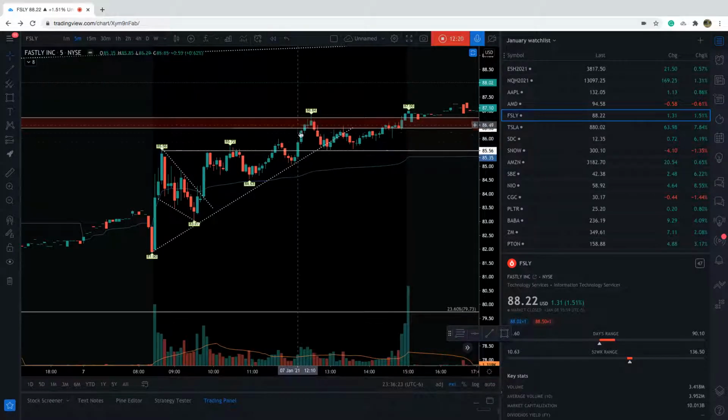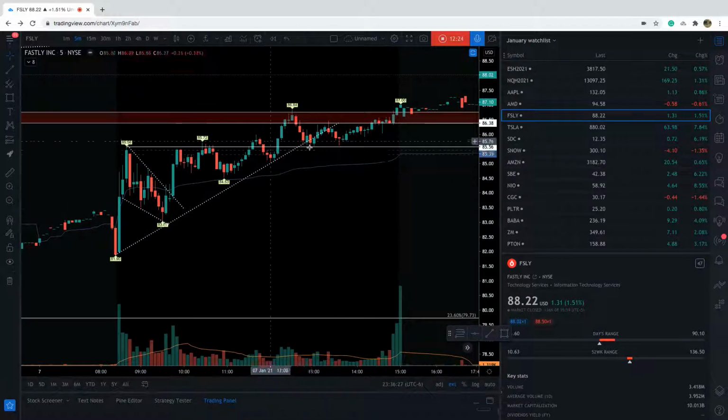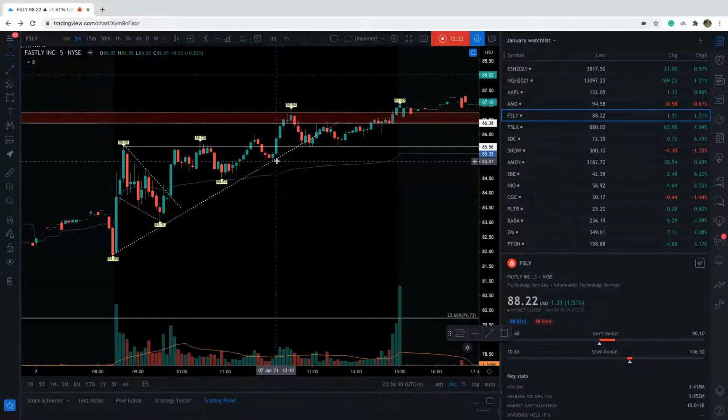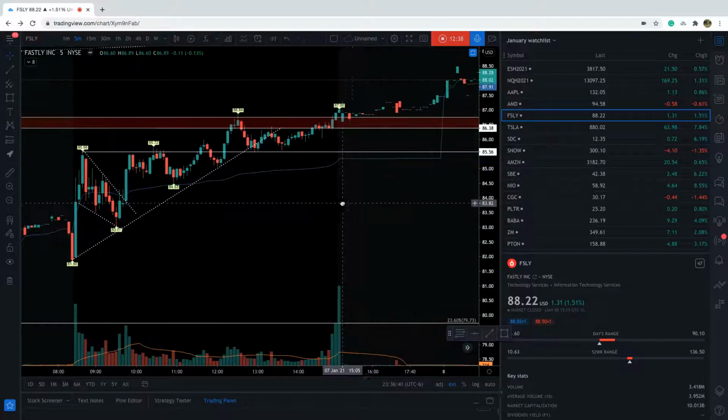So it looks pretty small, but when you're playing weeklies and you have a very liquid contract such as Fastly, where you have high open interest and high volume, the contracts move really quick. And I think we ended up making like 30% on this play for a very short amount of time. So really good play on Fastly.